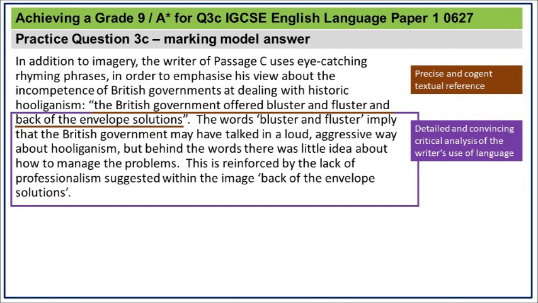Here's another example of detailed and convincing language analysis. I explore the phrase "bluster and fluster" and suggest that it implies that the government may have talked in a loud, aggressive way about hooliganism, but behind this facade they were bloody clueless.